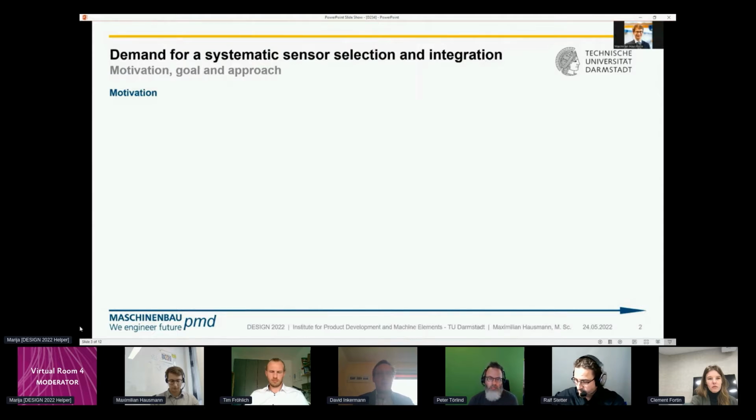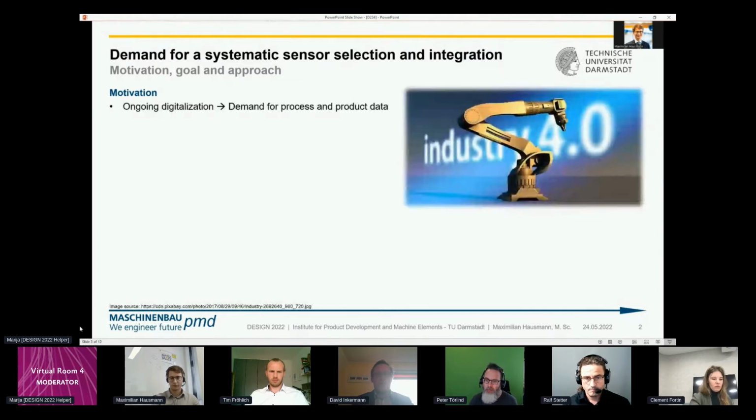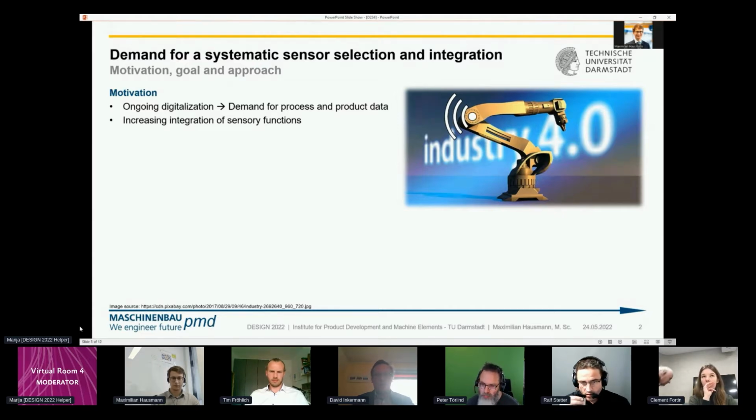The trend towards digitalization continues to become more important in all areas. This is also the case in mechanical engineering, for example, in the context of the so-called Industry 4.0. The constant digitalization is linked to an ever-increasing demand for process and product data. To meet this demand, technical systems must be equipped with suitable sensory functions. In an interaction of mechanical and electrical engineering as well as computer science, suitable sensors must be selected, then integrated into technical systems. The interdisciplinarity of sensor selection and integration is reflected in increased complexity.